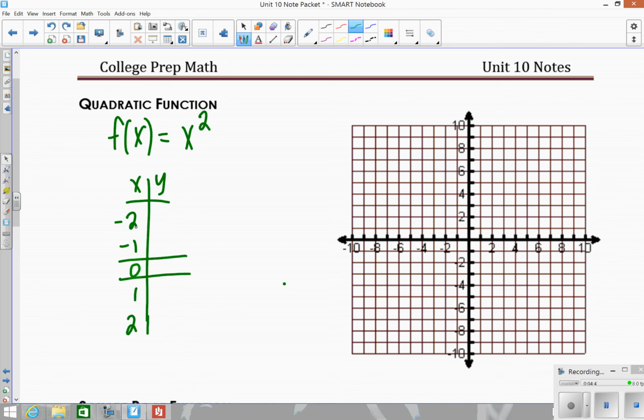So if I square -2, or if I plug -2 in, I'm squaring it, I'm going to get 4. If I plug in -1, I'm going to get 1. If I plug in 0, I get 0. If I plug in 1, I get 1. And if I plug in 2, I get 4. So we plot those points, and we connect those, trying to make those as U-shaped as possible.